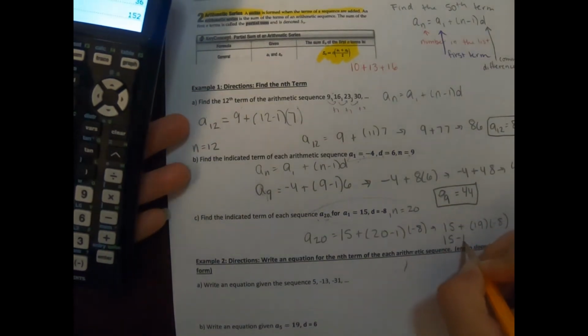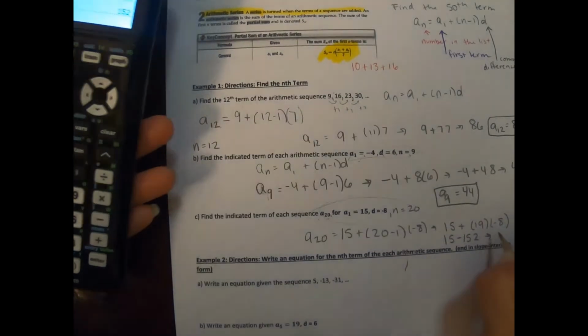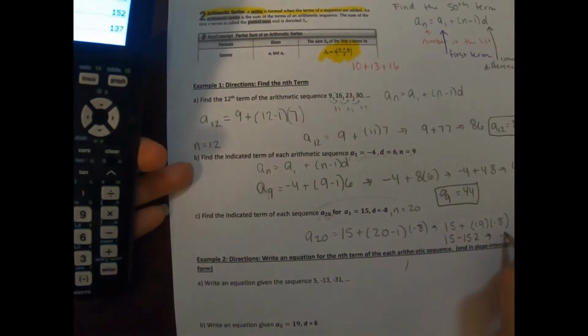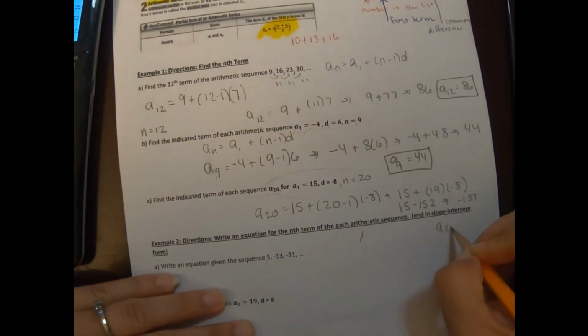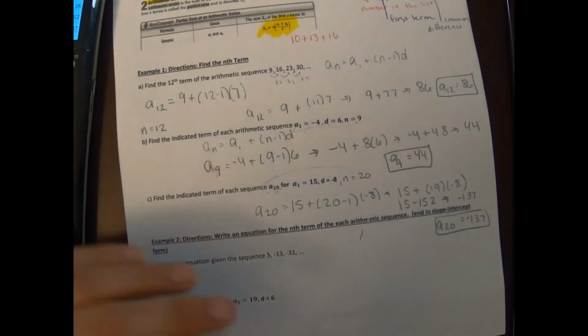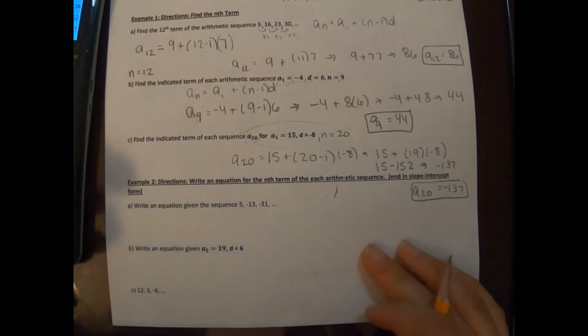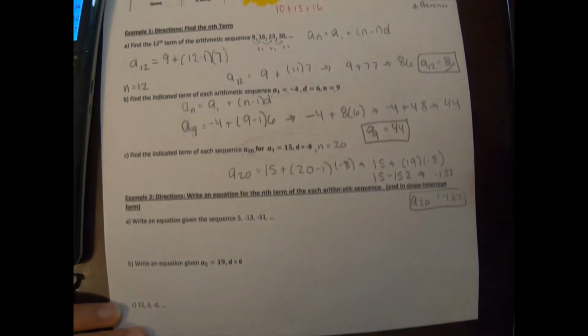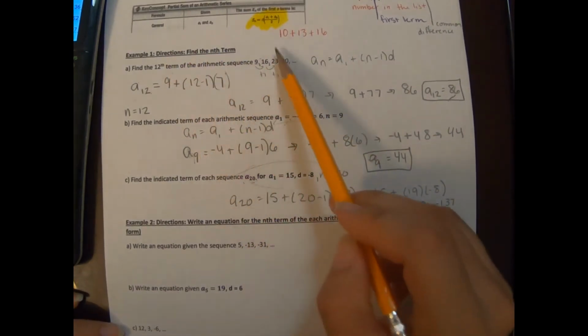So 15 minus 152 is -137. I'm going to write it with the subscript. This says the 20th term, A sub 20, is -137. All right, very good. So that's all one set of directions. That's just finding the nth term.